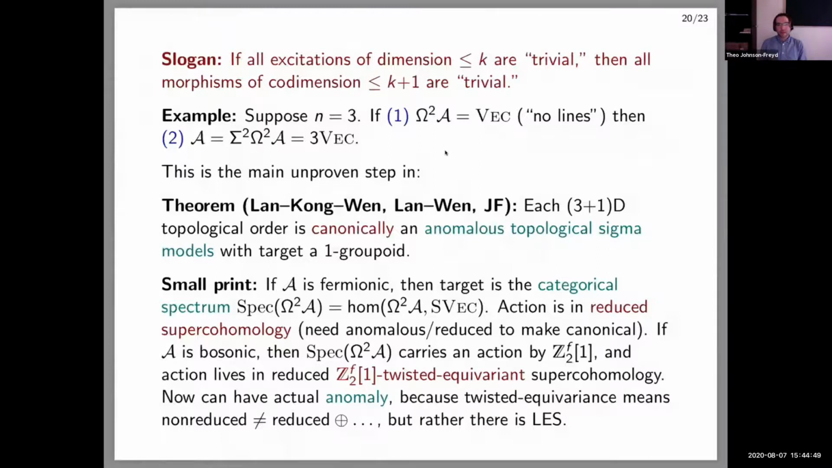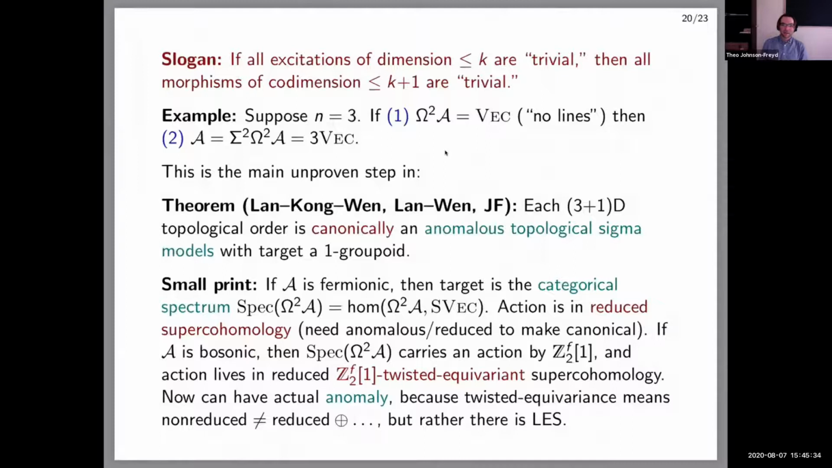And this statement is the one, I think, hole in a really inspirational series of papers by Lan, Kong, Wen and by Lan and Wen that I spent a couple of years really thinking hard about. And it's why I was really trying to do this. So their theorem was a classification of 3 plus 1 dimensional topological orders. And they said with a fair amount of fine print that every 3 plus 1 dimensional topological order is canonically a topological sigma model. And I was very dubious of this. I think a lot of us were very dubious of this announcement when it came out, and we all tried to study it.